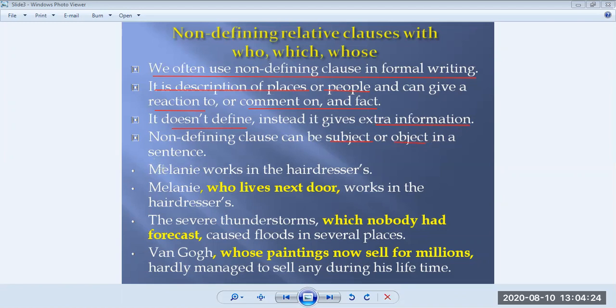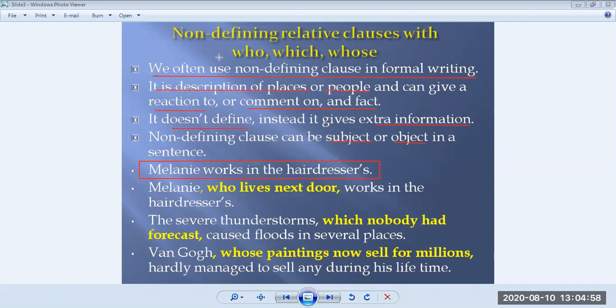So let's have a look at the examples now. Melanie works in a hairdresser's. Okay. So now let's define it. This is our main idea of the sentence. We are trying to change the sentence in different ways. How are we going to do that? I'm going to show you now. Melanie works in a hairdresser's. Okay, this is the main idea. So, Melanie, who lives next door, works in the hairdresser's.